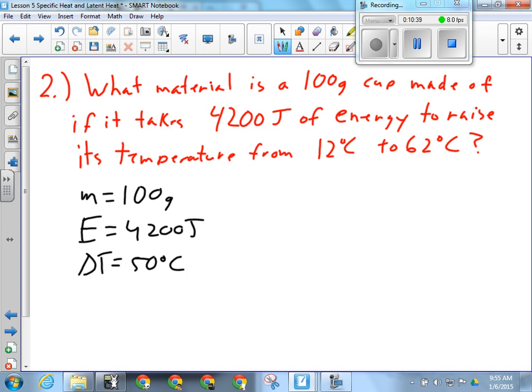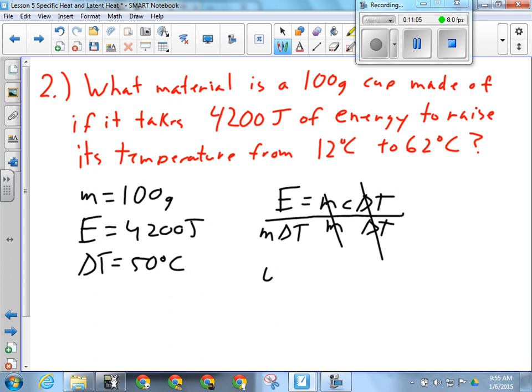And it is specific to a certain material. So if I find what C is, will I be able to match it up to a material on that table I just gave you? That's how you would figure it out. If we solve for C, we can match C up with the specific heat capacities on our table. So that's what we've got to do. We have E equals mc delta T. I want to solve for C, so I divide both sides by m delta T, and plug in my numbers.